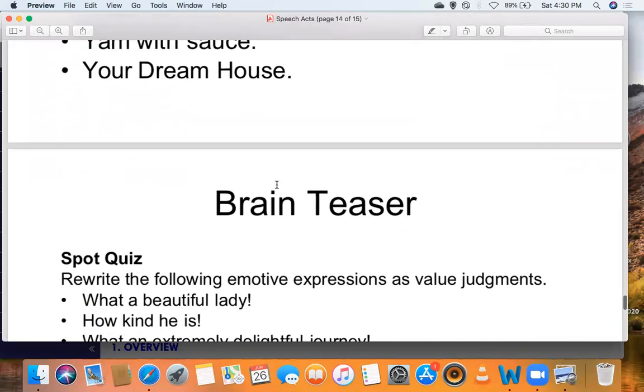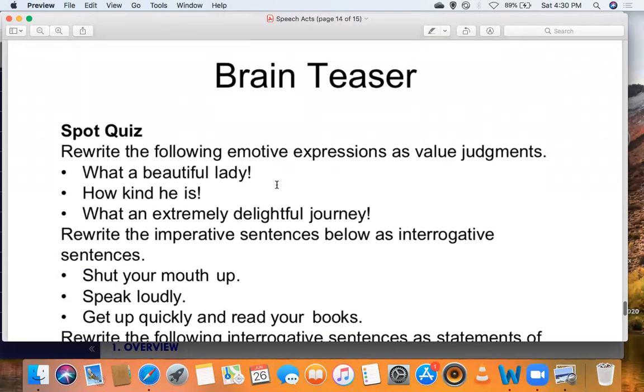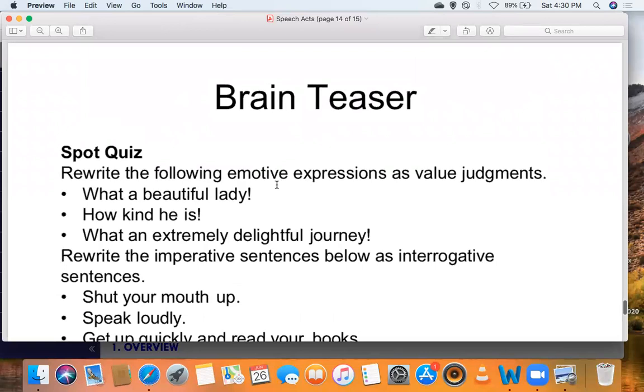So we are done with the different kinds of speech acts. Now we need to do some exercises. Before I proceed, I want to know if your group has selected a course rep. Have you guys selected a course rep? Yes, sir. Okay, so I've confirmed you have a course rep. Now let's do the exercises and then we can end the class.